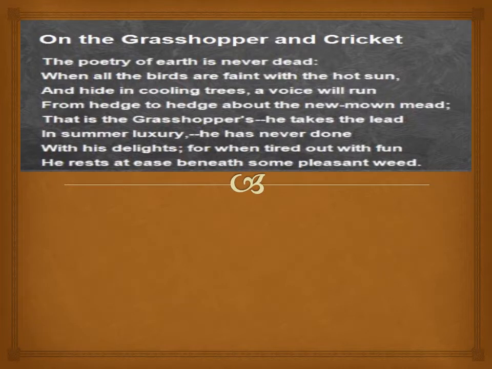So this is the first 8 lines of the poem On the Grasshopper and the Cricket. The poetry of earth is never dead. When all the birds are faint with the hot sun and hide in cooling trees, a voice will run from hedge to hedge about the new-mown mead. That is the grasshopper's. He takes the lead in summer luxury, he has never done with his delights. For when tired out with fun, he rests at ease beneath some pleasant weed.